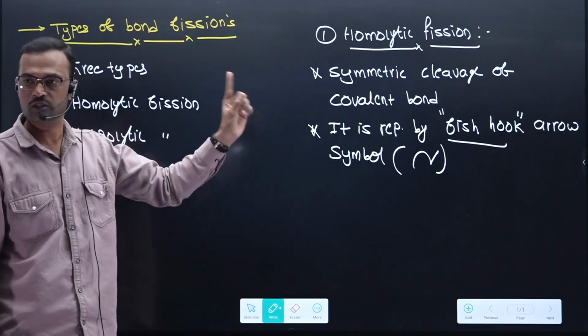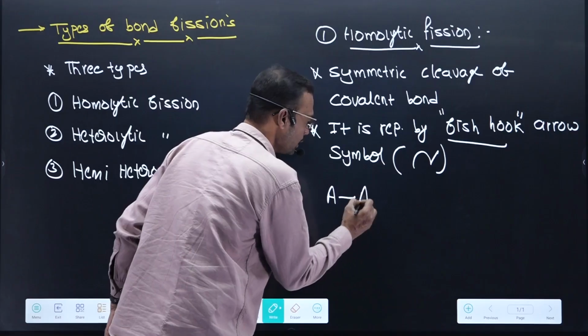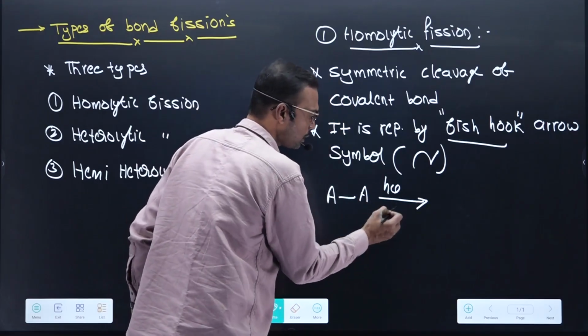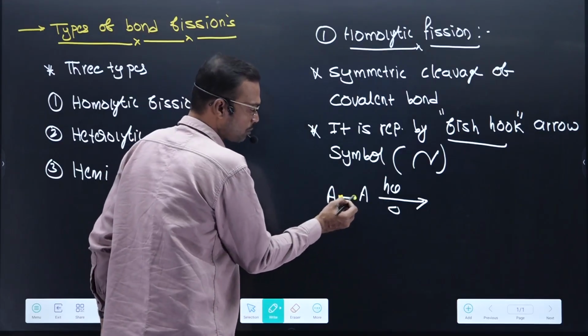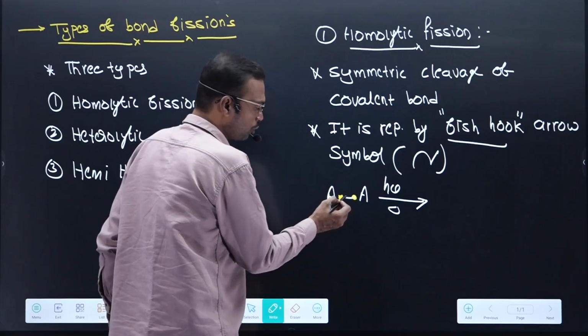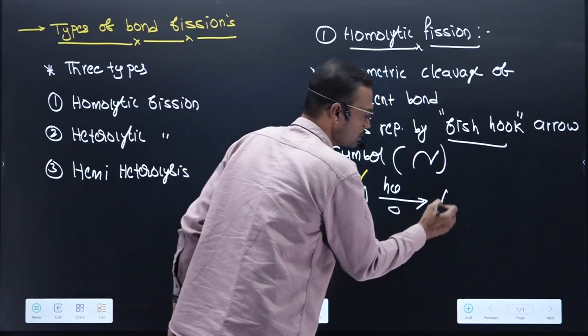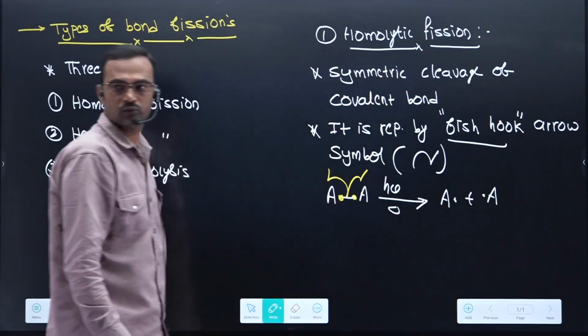It will come up again in GOC. Right now I will give an example. See, A and A. Suppose I use either photochemical or thermal conditions. Here 2 electrons are present, belonging to A and A. In homolytic fission, one goes to the left side and one to the right side. Then an A radical and another A radical will be formed.